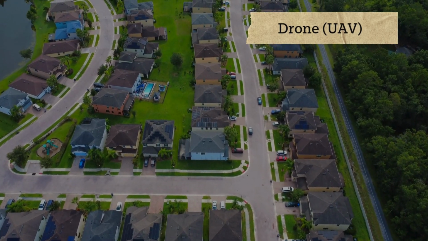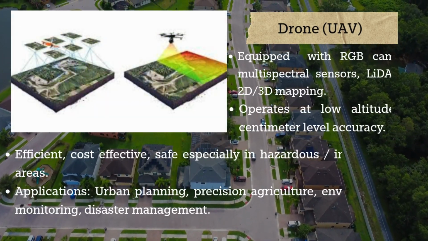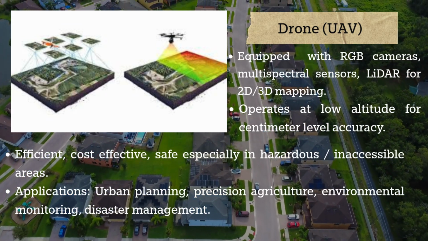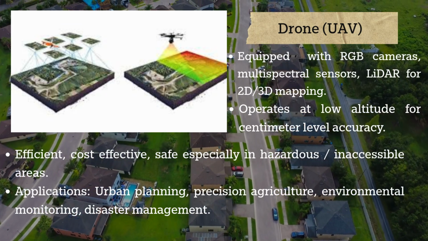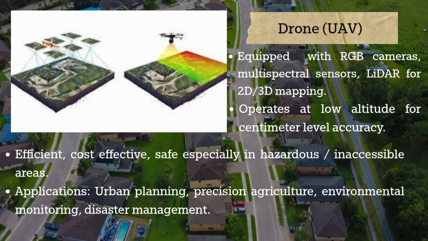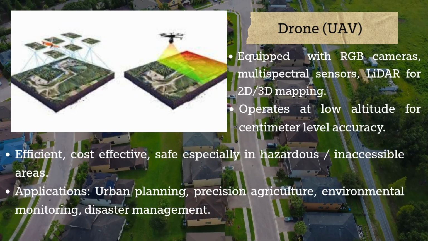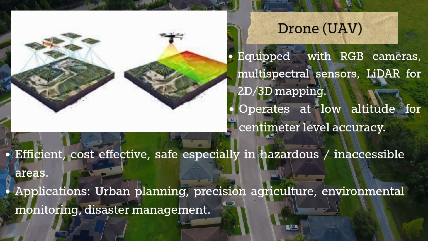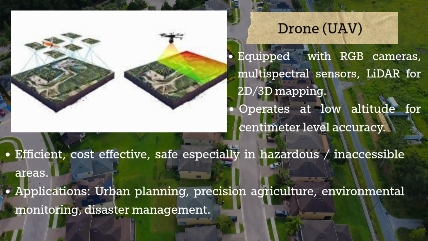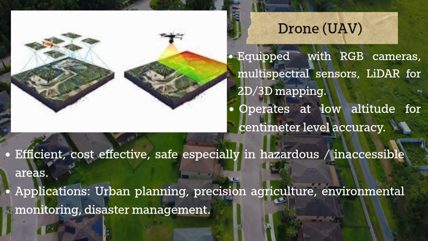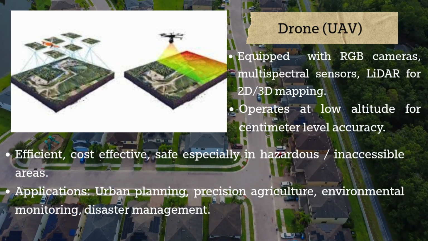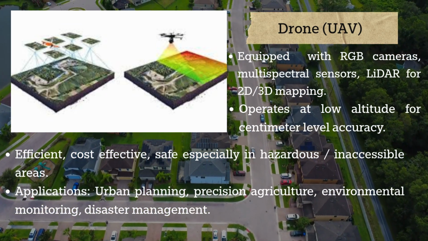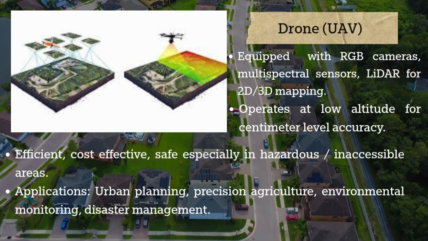Drones, or UAVs, started being used in mapping in the early 2000s. With high-resolution cameras, multispectral sensors, and lidar, they capture detailed images to create 2D and 3D maps. Flying at low altitudes, drones provide centimeter-level accuracy and cover large areas quickly. When paired with GIS and GPS, drone data supports urban planning, precision farming, environmental monitoring, and disaster management safely and efficiently.